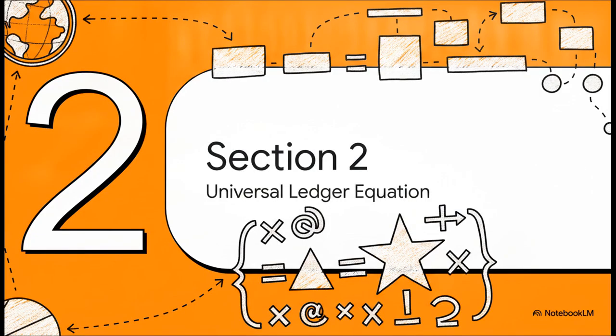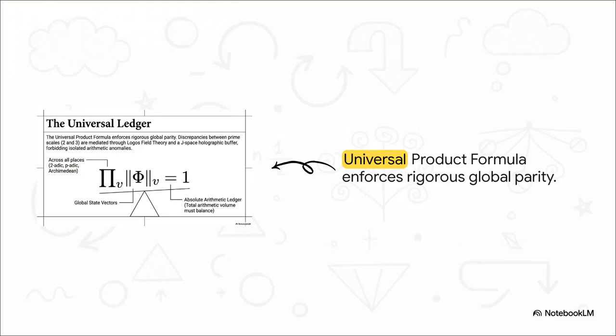Which brings us to the math that governs it all in Section 2, the universal ledger equation. To govern this new global arena, we introduce the absolute protagonist of our story, the universal product formula. It states that the product over all places v of the norm of phi sub v equals exactly 1. This is just a beautiful piece of mathematics. What it actually dictates is that discrepancies between prime scales, like our highly troublesome 2s and 3s, are mediated globally.